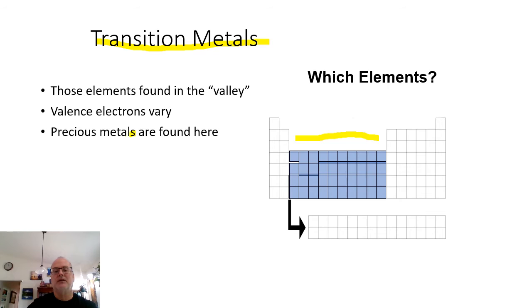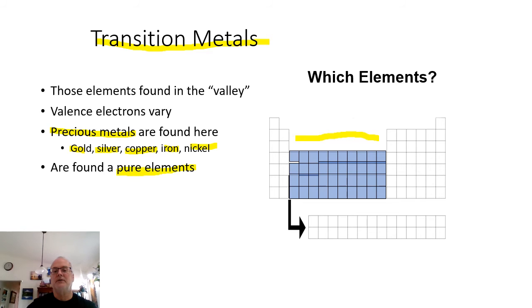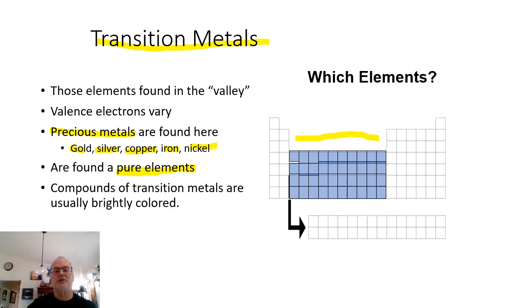These are the precious metals. These elements here are what we call precious metals. They're what you probably think of when we talk about metals. So they could be things like gold, silver, copper, iron, and nickel. They do exist as just pure elements. You can actually go dig up gold and you can dig up nickel and find it as just the element. That's why they're considered precious. And these compounds of transition metals are usually very brightly colored. They're not always that silver color that metals tend to be.